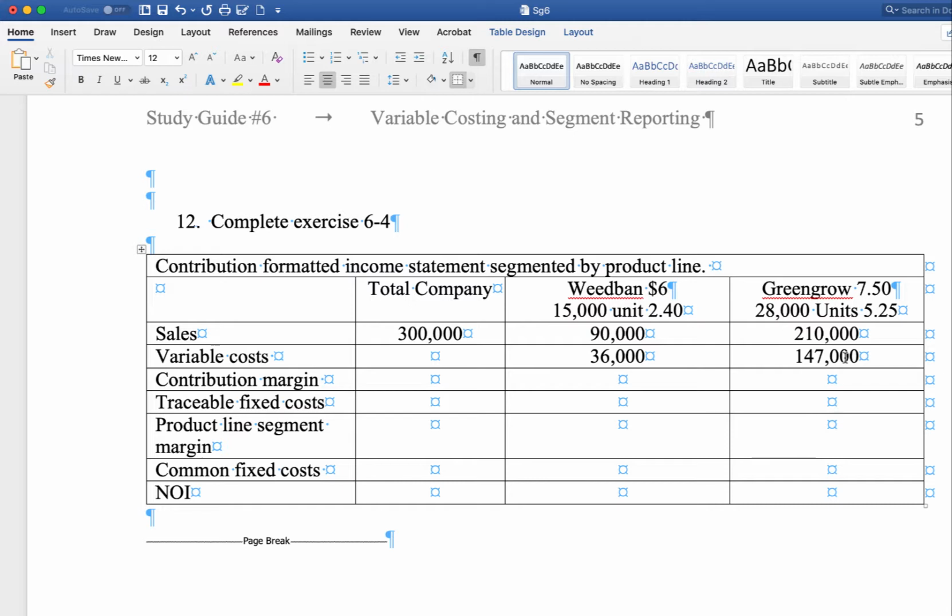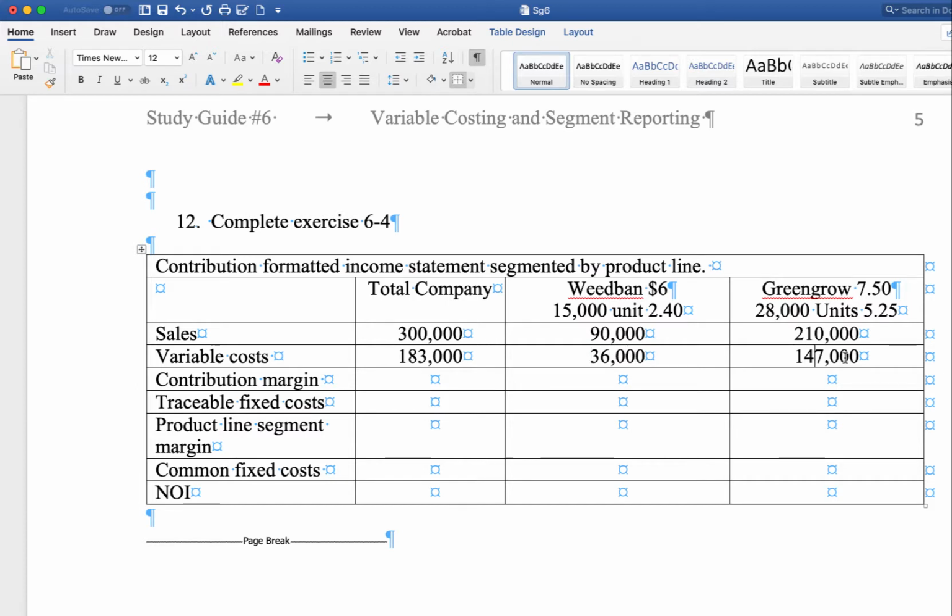Well, what's the company total variable cost? Well, it's just the summation of Weed Ban and Green Grow's variable cost. 147,000 plus 36,000 should give me $183,000.